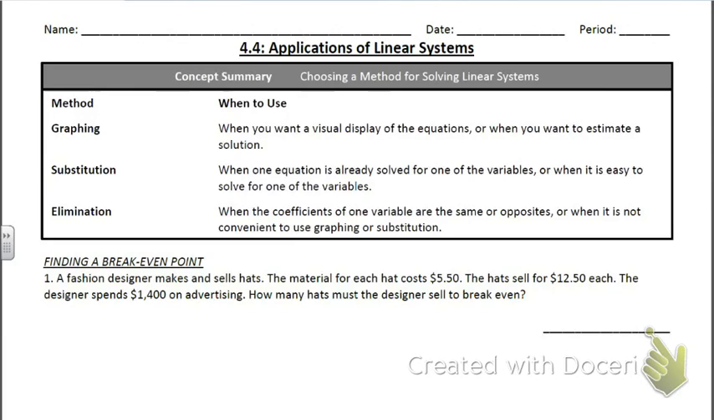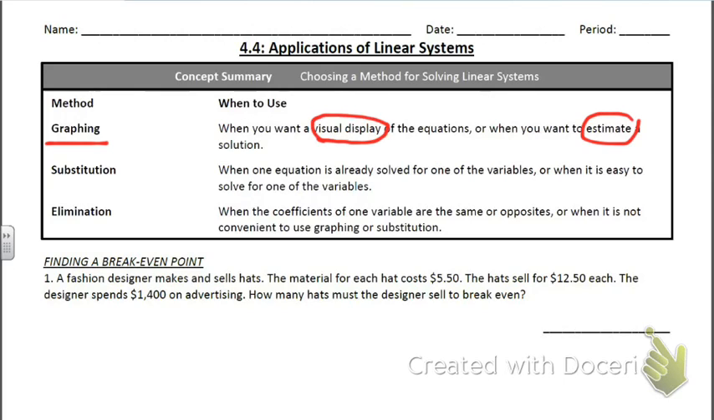keywords for each one. So for graphing, read when to use it and then circle keywords that would help you quickly identify when to use graphing. When we're talking about graphing as a method, you want to use graphing when you want a visual display of the equation. So I would circle visual display. Or when you want to estimate a solution. What you circled might have been different, but I circled visual display and estimate.